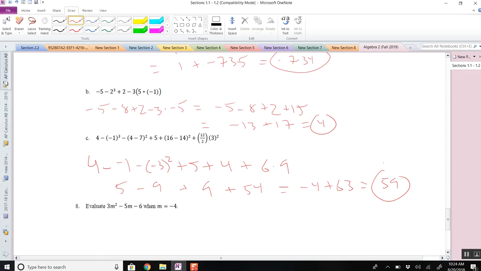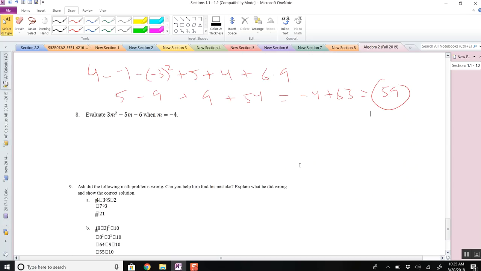Negative 1 cubed, I'm pretty sure is negative 1 because you have a negative 3 times. And 3 squared is 9, I know that. And I have a negative 3, 4 minus 7 squared, that's going to be plus 9. 16 minus 14 is 2, 2 squared is 4. Okay, and then 4 minus negative 1 is 5, and then I have a negative 3 squared is plus 9, but I have a minus to the left, so it's negative 9, plus 9, 5 and 4, 6, 9 is 54. We keep moving. Yeah, we get 59. I'm pretty sure I got that one right.